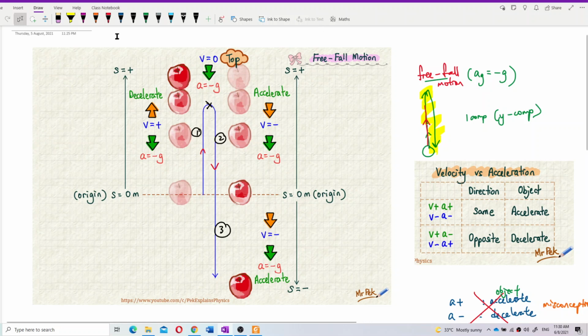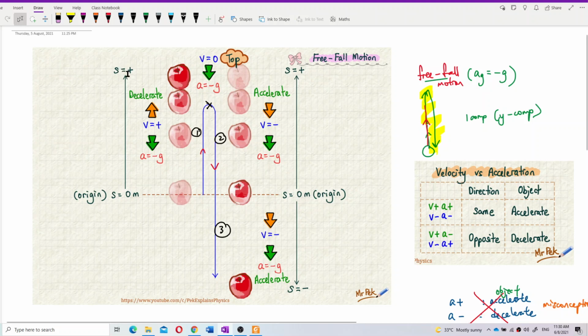Let's look at the first part. First of all, you need to see the origin. Let's say the ball is being thrown up here; the object firstly starts over here, so we consider this level as origin. You see that this is the origin, s equal to 0. Now you throw the apple up, so the apple goes above the origin.